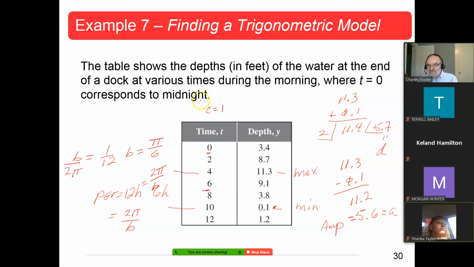Now, using that as my phase shift, that defines me to be the sine. So what are we going to have? Y, that's the depth, is equal to, and I like to start with A. We determined our A to be 5.6 times the sine of, I like to do the B on the outside, and the B was pi over 6 times T minus, and what was our phase shift? 1.